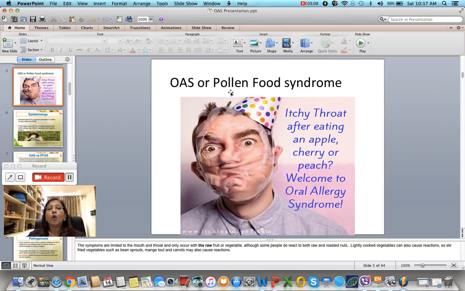Oral allergy syndrome or pollen food syndrome causes an itchy throat after eating. In this case, this cartoon shows he's eaten an apple or a cherry or a peach, and he welcomes you to this presentation. The symptoms are limited usually to the mouth and the throat, and it occurs when raw fruit or vegetables are consumed, but it can even occur when roasted nuts are consumed. Lightly cooked vegetables can also cause this syndrome. So, for example, if a person has had stir-fried vegetables with bean sprouts or carrots, it can cause this reaction.